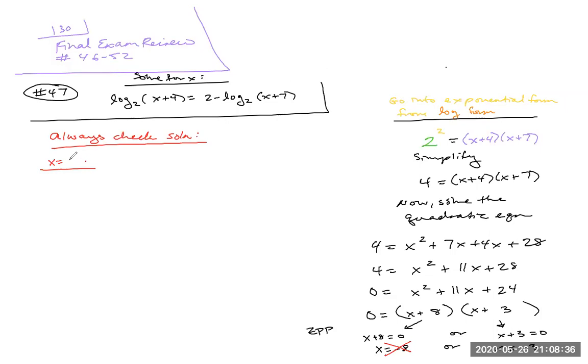Okay, so when we have -3 for x, log base 2 of (-3 + 4) equals 2 minus log base 2 of (-3 + 7). This is log base 2 of 1. We want to know if that equals 2 minus log base 2 of 4.